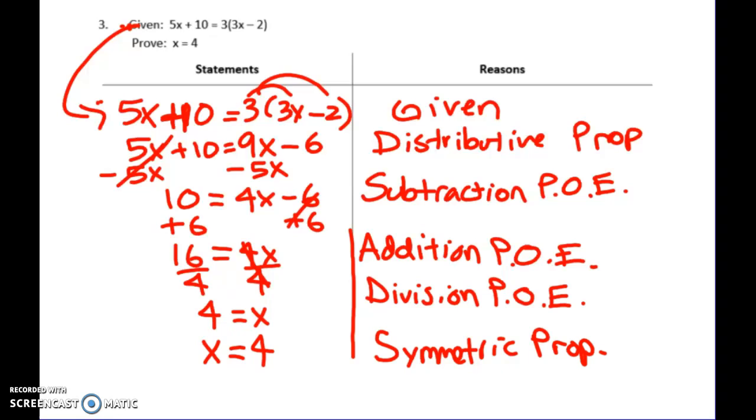Now, with that in mind, I want you to try on the back side, number 4 and 5, the exact same way we did number 3, 2, and 1, using those properties. Okay? You can do it, and we'll circle around and check them in a second.